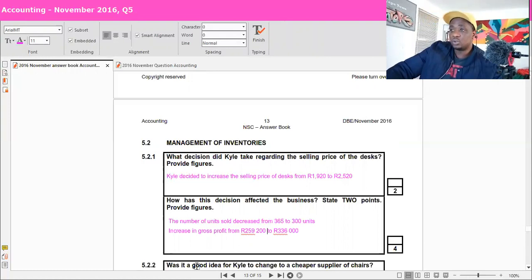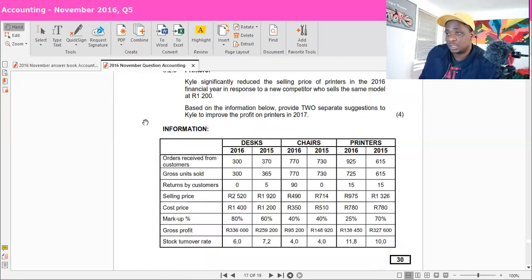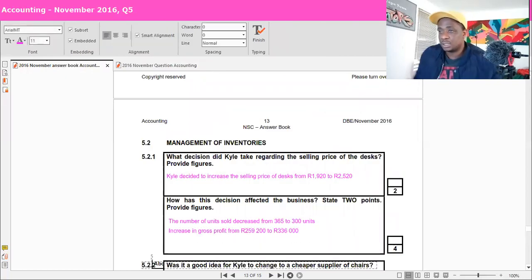You only had to mention 2 to get all the marks, but there's another one that I did see, which was quite interesting: stock turnover rate. Stock turnover rate is about how frequently you sell out stock. It's 6 times a year now, and in the previous year it was 7.2 times. Because you've increased the price, you're not able to sell as fast as you used to. I'm going to say here, the stock turnover rate decreased from 7.2 to 6 times.